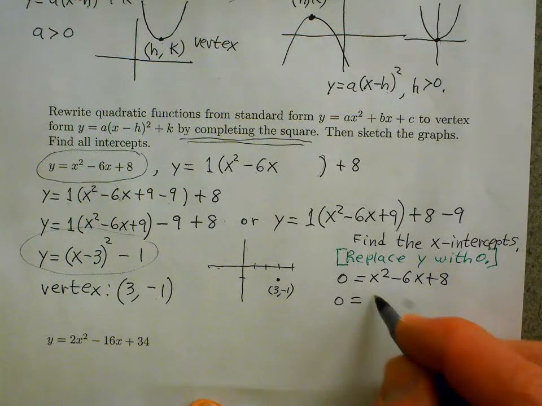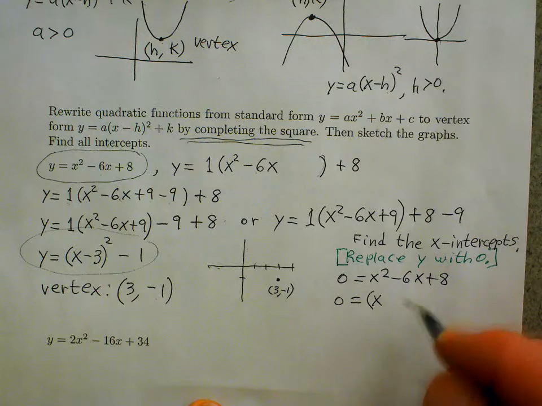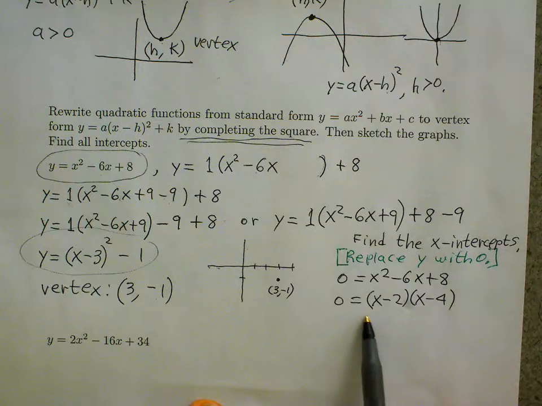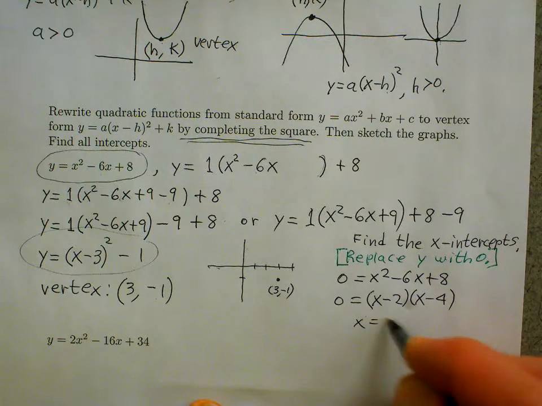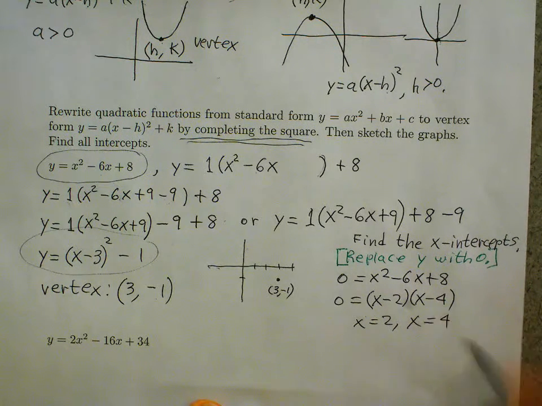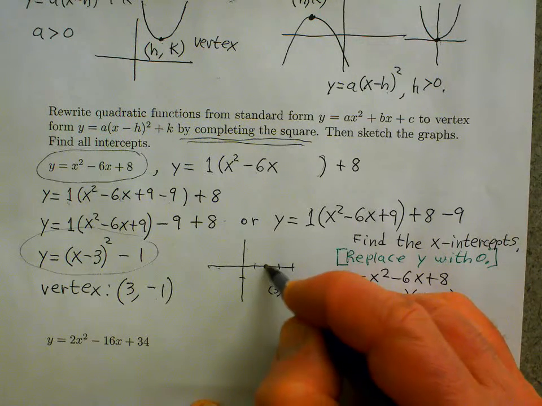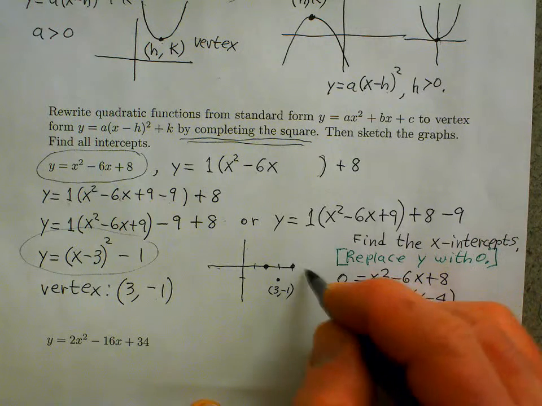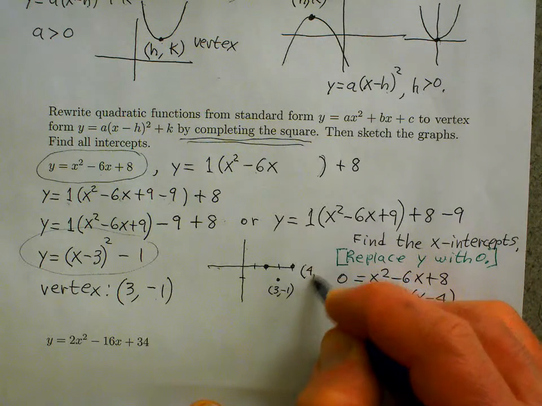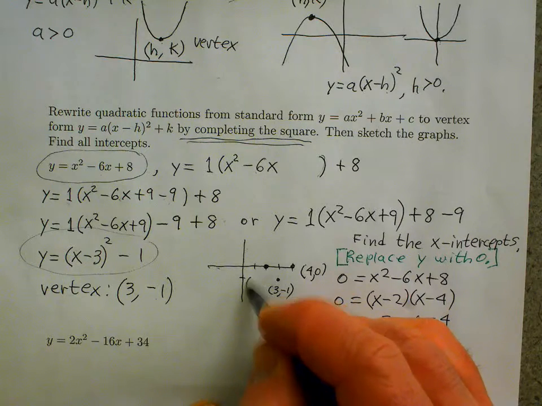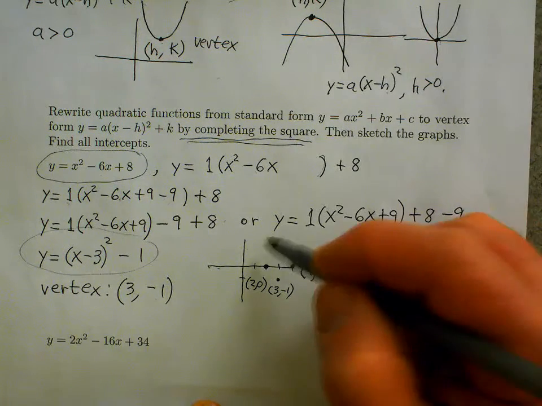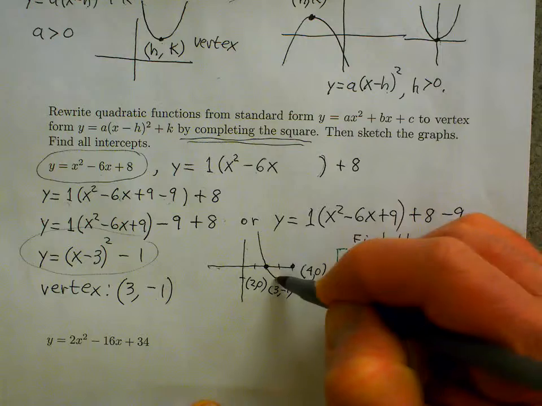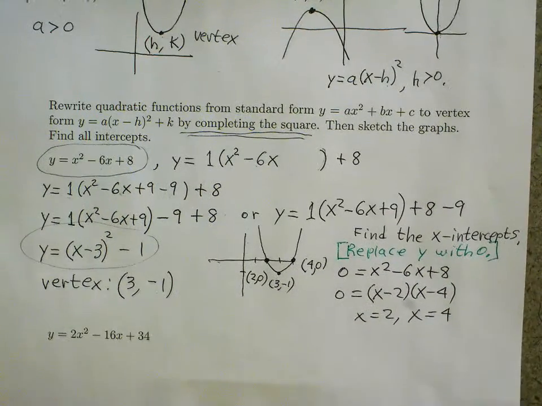The two factors are x minus 2 and x minus 4. The two solutions to this equation are positive 2 and positive 4. And so the x-intercepts, remember the x-intercepts are ordered pairs, so one x-intercept is 4, 0, the other one is 2, 0. And that is pretty much all the detail we need.